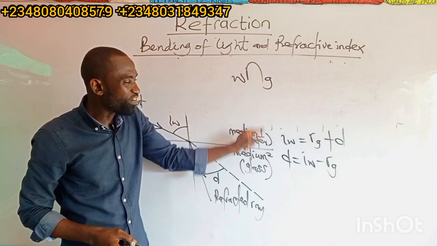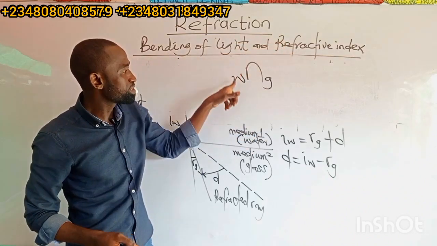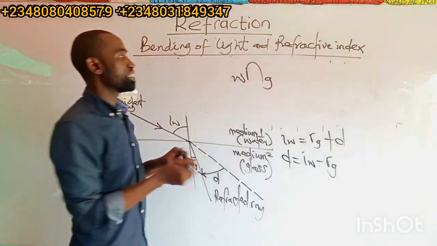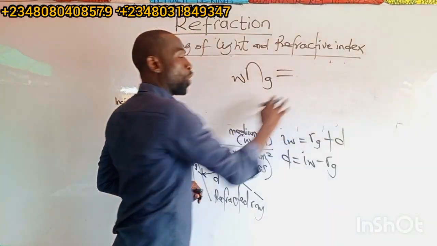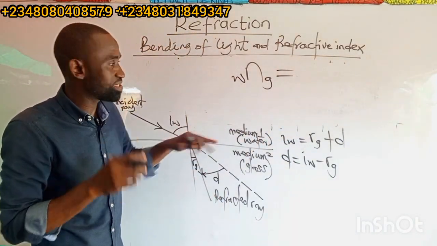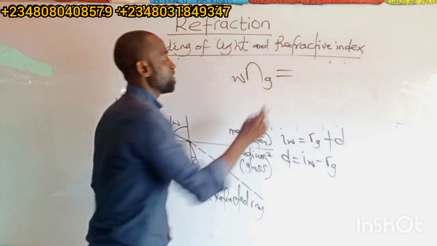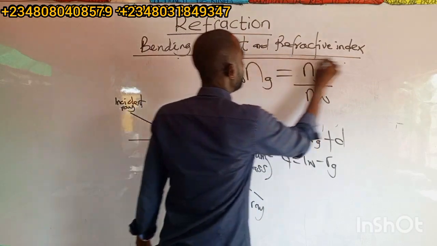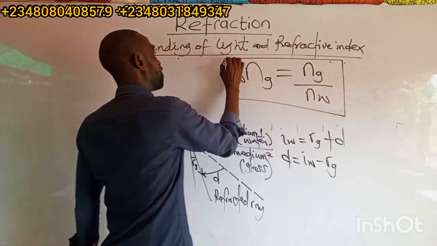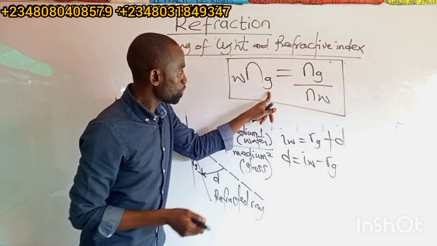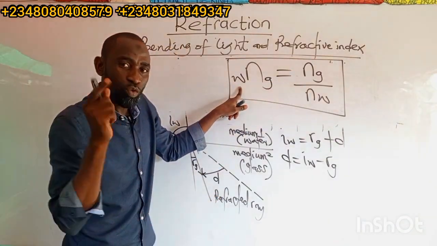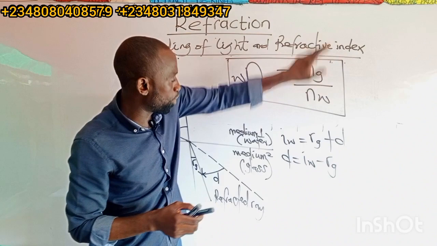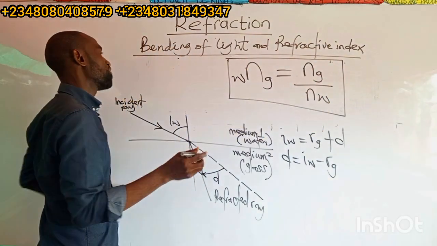This can be called the refractive index of glass with respect to water, or the refractive index of water to glass. And what is the definition? It is the ratio of the absolute refractive indices of this medium. So we have our NG all over NW. Take note of this. The refractive index of glass with respect to water is equal to the ratio of the absolute refractive indices of glass and water. What is now absolute refractive index?